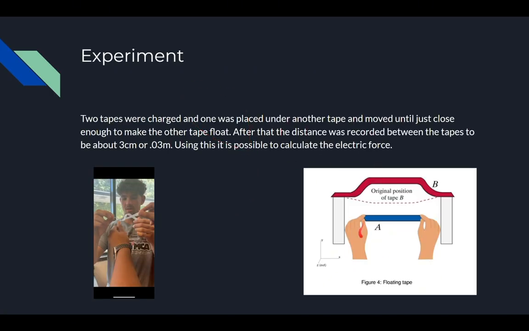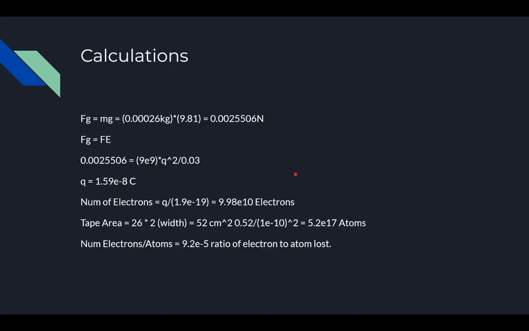For the experiment, we held the tape up against another tape like this, causing it to float, and it floated approximately 3 centimeters or 0.03 meters, which we can then use to calculate the electric force. So first, the force of gravity, which is the mass of the tape times our gravitational acceleration, is 0.00255506 newtons. And because it's just floating in air, that means the gravity must equal the electric force, since it's not moving in any direction.